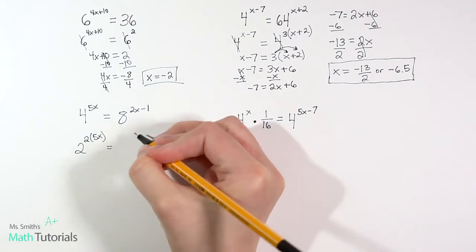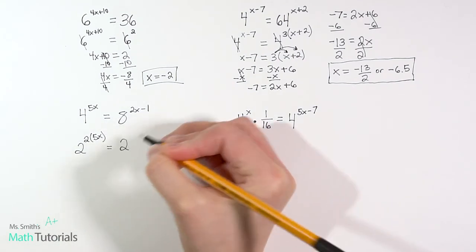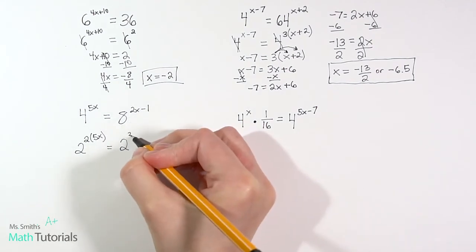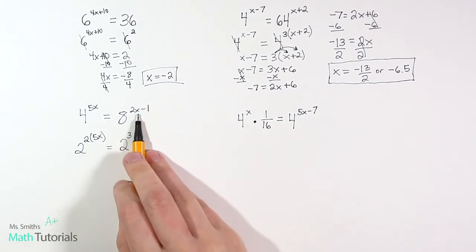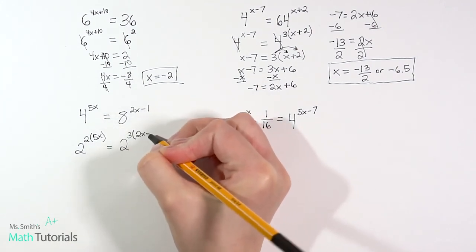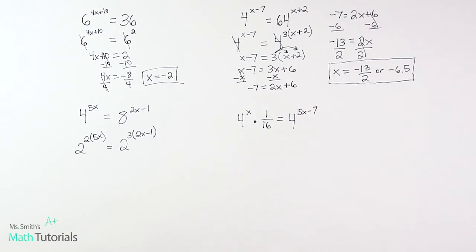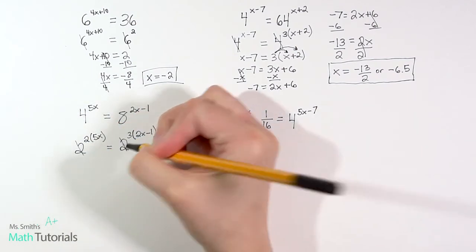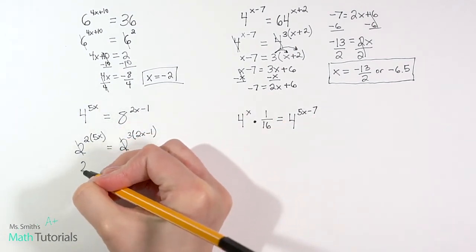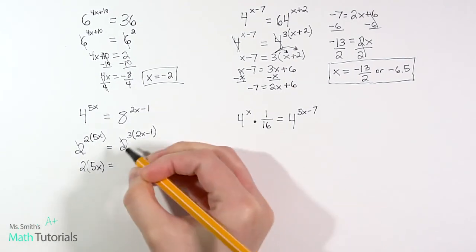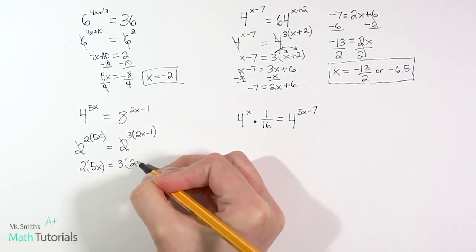Then we've got our equals. We know this is going to be a base of 2, but this one is going to be 2 cubed. That's what would give us 8. And of course, we can't forget the original power. So it's 3 times 2x minus 1, power to power. Multiply the powers. Now that we finally have the same base, we can drop the base and just worry about the exponents. So I've got 2 times 5x equals 3 times 2x minus 1.